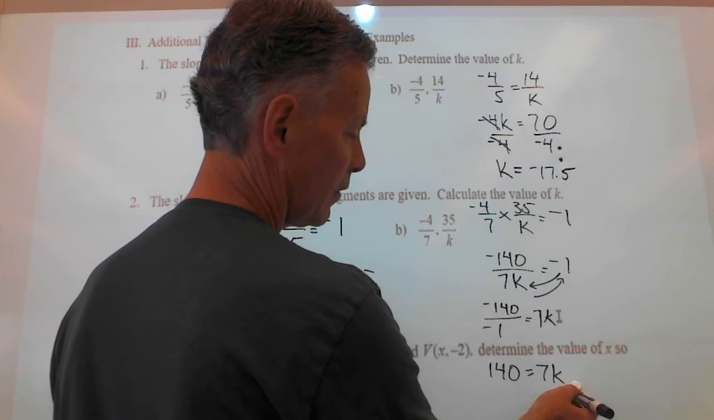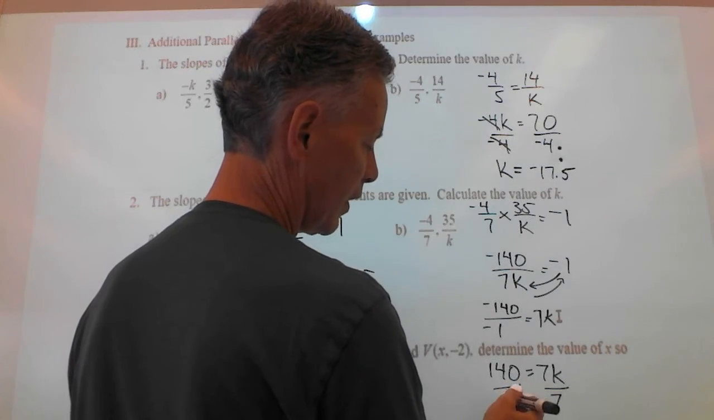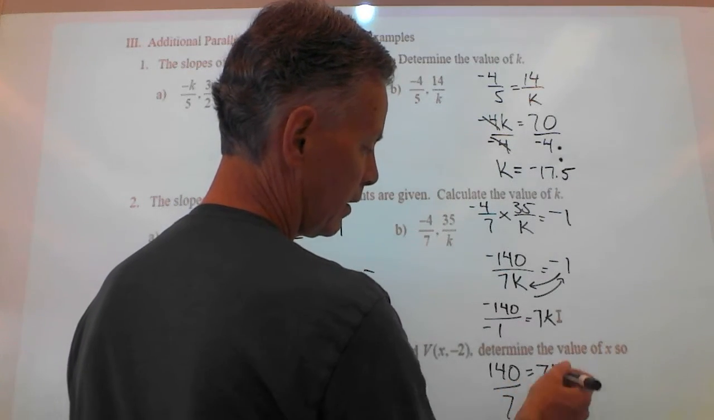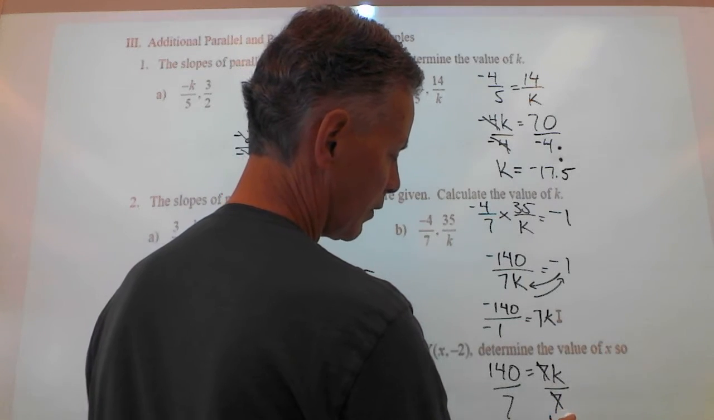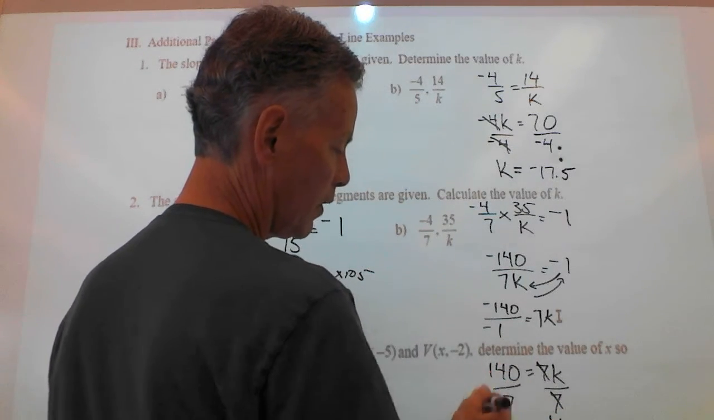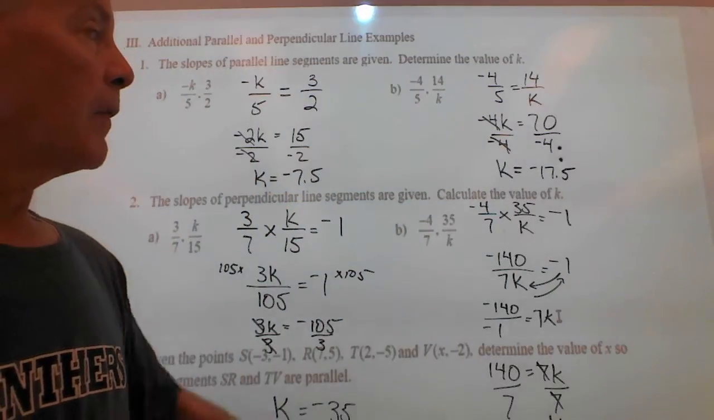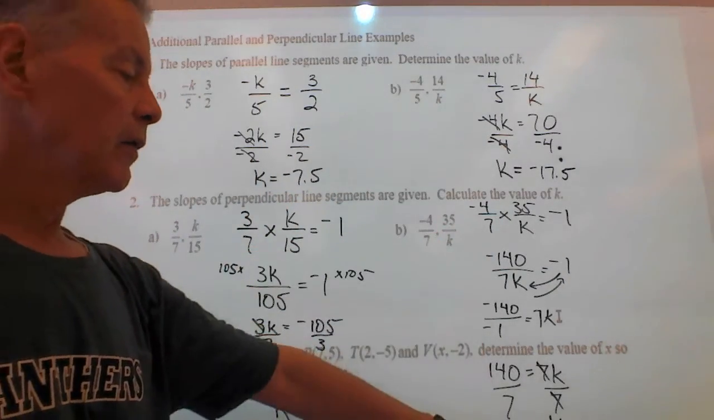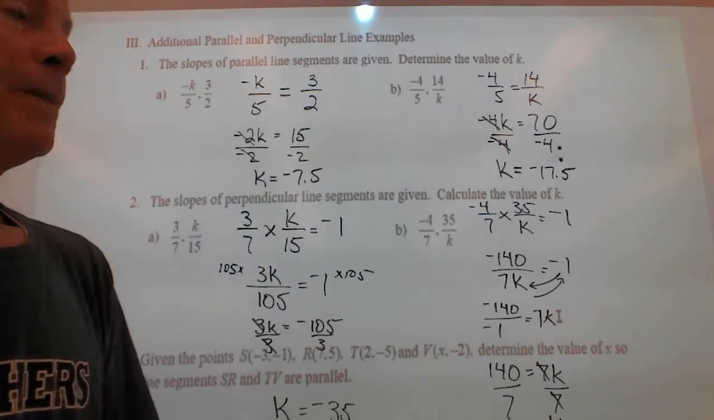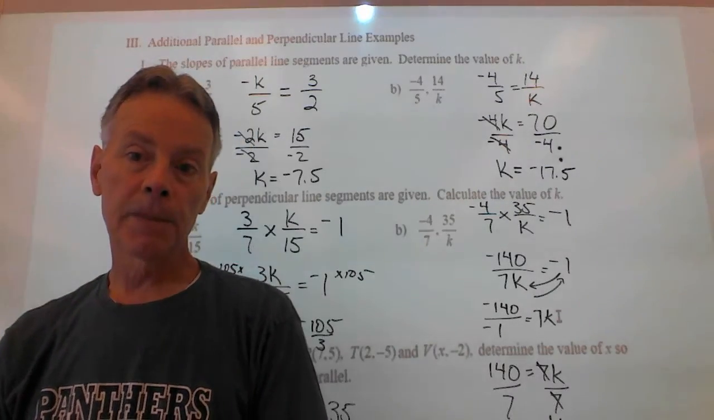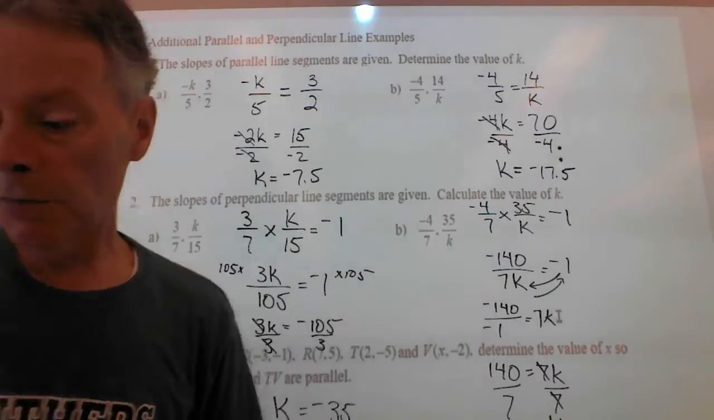And then to isolate k, we simply divide both sides by 7. And 7 divided by 7 leaves us with 1k. 140 divided by 7 is 20. So the value of k in this particular case is 20. Okay? Let's do some word problems.